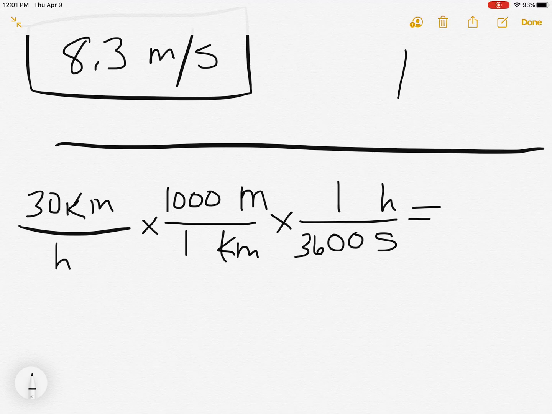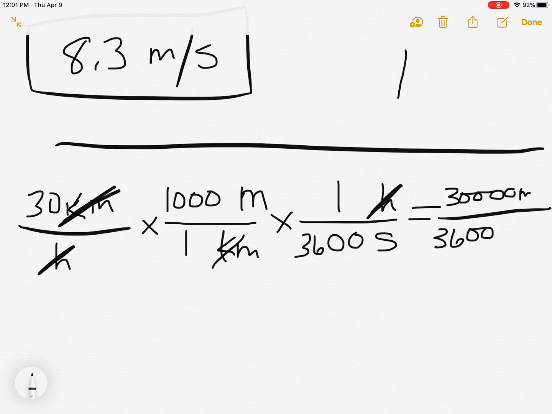So on the top, it's 30 times 1,000 times 1, which is the 30,000. And these kilometers and those kilometers will cancel. And these hours will cancel, leaving me with the meters on top. And then on the bottom, it's just 1 times 3,600. So you see I get the same thing all in one step. And that still works out to 8.3 meters per second. So that's how you can do it.